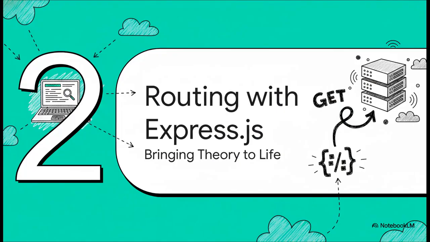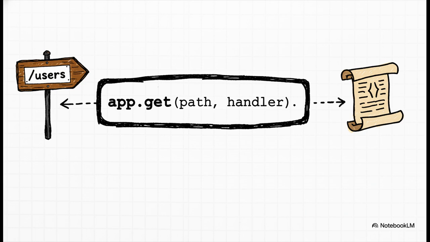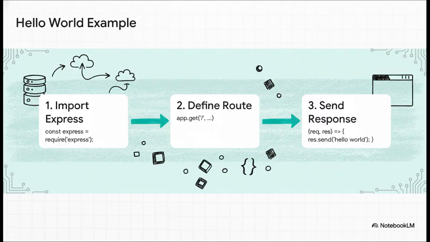Okay, so that's the theory, but how do we actually handle these requests in our code? This is where a framework like Express.js just absolutely shines. Let's jump into some code and see how these concepts are brought to life. In Express, the pattern is just beautifully simple. app.get. This method takes two main things. The first is the path, which is just the URL you want this code to respond to, like /users or /products. The second is the handler, and that's just a function that's going to run whenever a request hits that path.